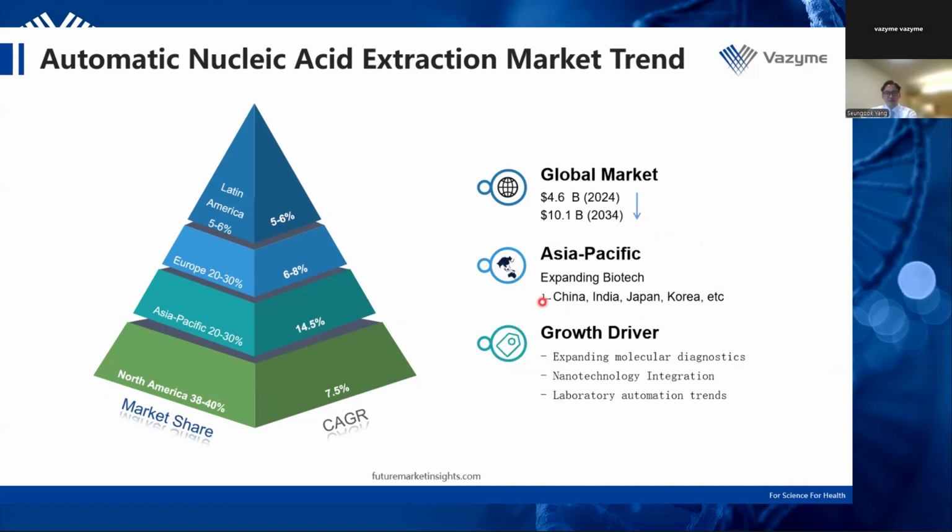And there are several factors that boost the market growth. The detection of genetic disorders, infectious diseases, and cancer biomarkers, etc. is on the rise. Additionally, automated extraction is becoming a core component of nanotechnology-based assays, such as biosensors, nanopore sequencing, and so on. And also, there is a growing demand for high throughput systems to reduce manual labor and variability.